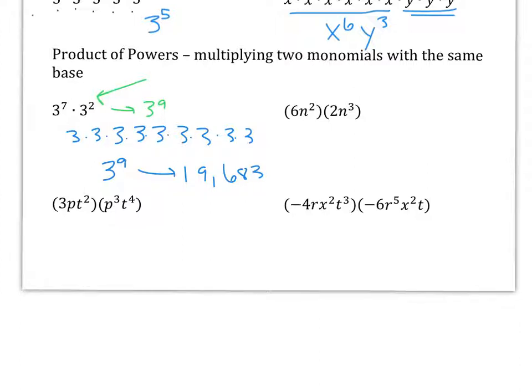Let's take a look at the second example. 6n squared times 2n cubed. 6 times 2 is 12, and then 2 n's and 3 more n's give me 5 n's, right? n to the 5th. So what did I really do with those? I really added the powers. But then what did I do with the 6 and the 2? I still have to multiply those, because that's just like multiplying numbers. And so when I multiply base numbers, I just multiply them.